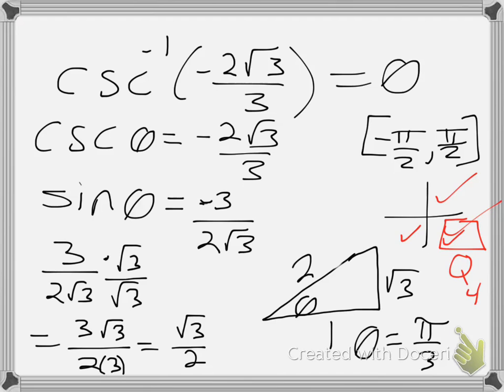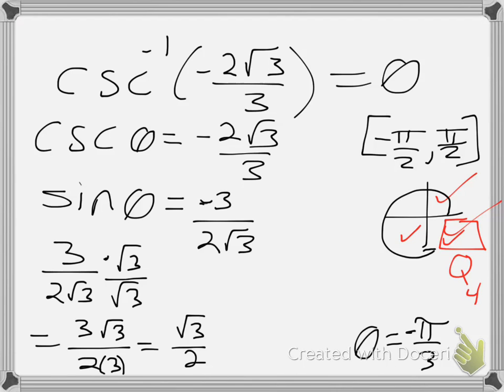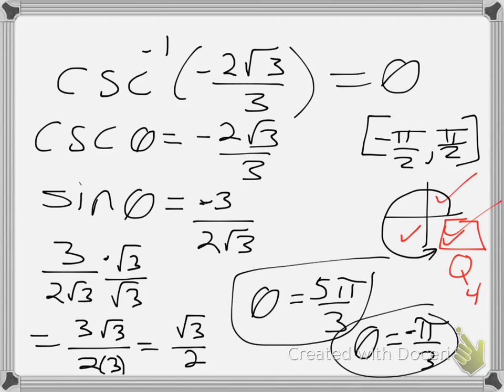Now, since we're in quadrant 4, this means that we could say it's either negative pi over 3, which means we just go the opposite direction, or we could say if we want to keep it positive, and I'm going to move my triangle here, going the other way around, going this way. This means theta also could be 5 pi over 3. That would also put us in the fourth quadrant. So this is the way we can approach inverse cofunctions. Hopefully this gives you a way of solving these.